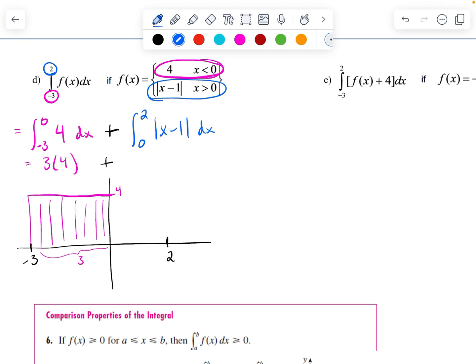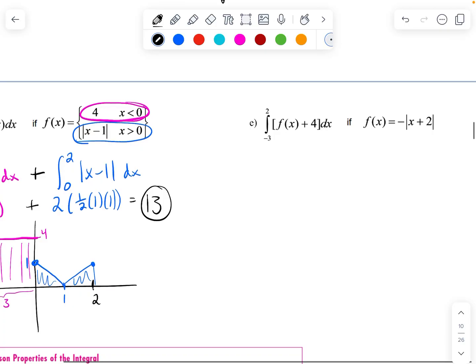And then this guy is like a V, but moved over 1. So if I put 1, these are like 2 little triangles. Well, they're the same though. So you could just think of that as a square, 1 by 1, or you could think of them as 2 triangles. Either way, you just add them all up and you get 13.